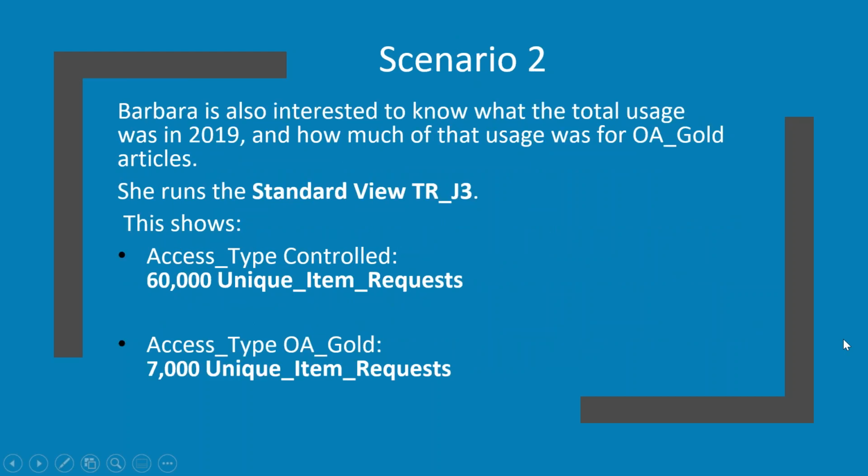However, having said that, a lot of institutions are very interested in seeing what proportion of the usage of the journals they subscribe to is for open access. And there's all sorts of reasons that they might want to do that. They might want to look at that over time to see if the proportion of open access usage is increasing.